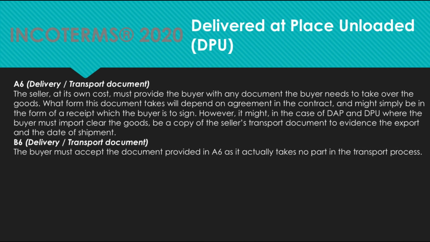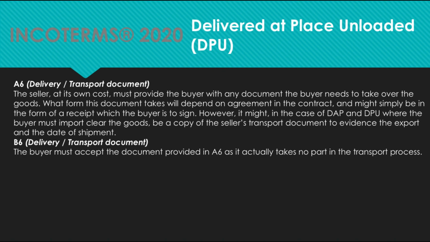A6. Delivery transport documents. The seller at its own cost must provide the buyer with any documents the buyer needs to take over the goods. What form this document takes will depend on agreement in the contract and might simply be in the form of a receipt which the buyer is to sign. However, it might, in the case of DAP and DPU, where the buyer must import clear the goods, be a copy of the seller's transport document to evidence the export and the date of shipment.